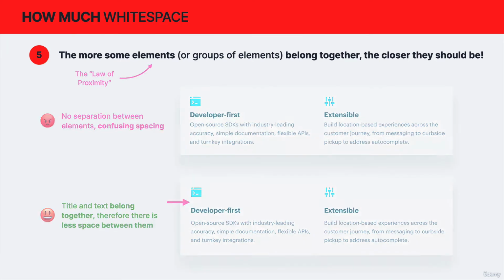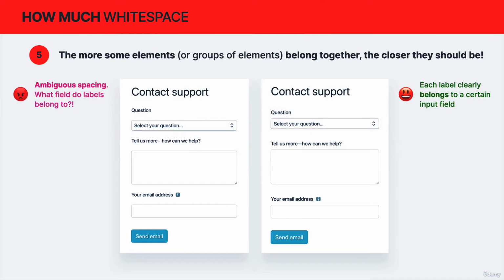Now another example is this form right here, which has some ambiguous spacing. So here on the left side, these text labels are kind of in between two input fields, right? And so like this, the user has a hard time knowing which input field each label actually belongs to. However, if we remove the white space and place the label close to the input field that it actually belongs to, we can remove that ambiguity and therefore help the user navigate this contact form.